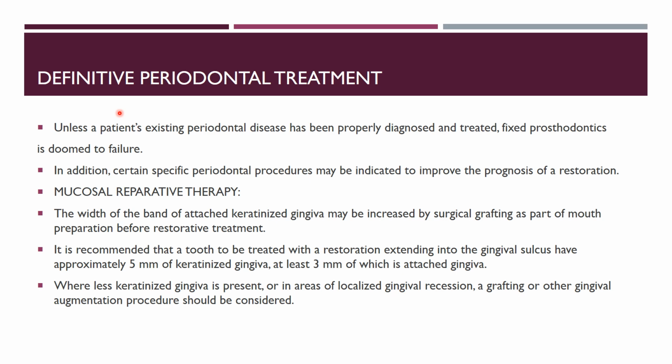Okay. So definitive periodontal treatment can be done unless a patient's existing periodontal disease has been properly diagnosed and treated. Fixed prosthodontics is doomed to failure. Okay. In addition, certain specific periodontal procedures may be indicated. So I'm going to just talk about four procedures in a few lines. Mucosal reparative therapy. So the width of the band of attached keratinized gingiva may be increased by surgical grafting.